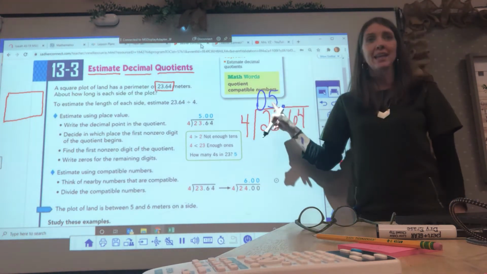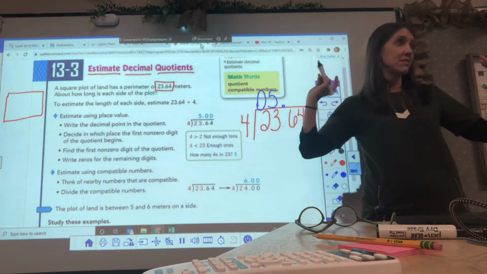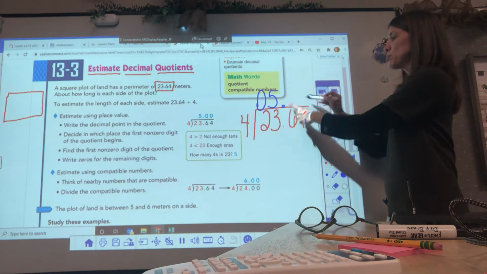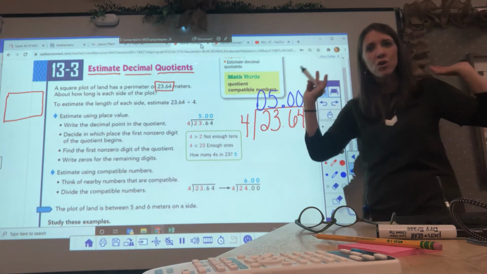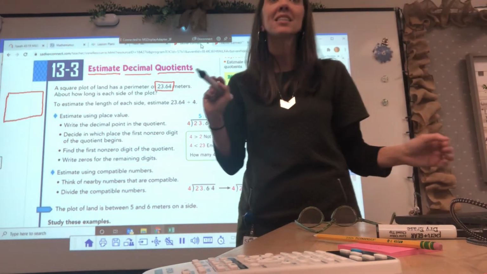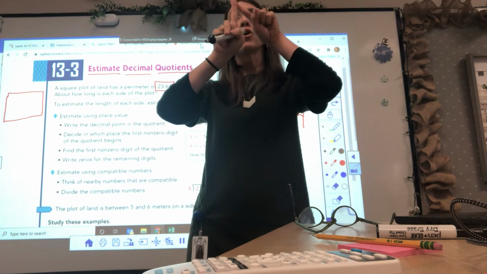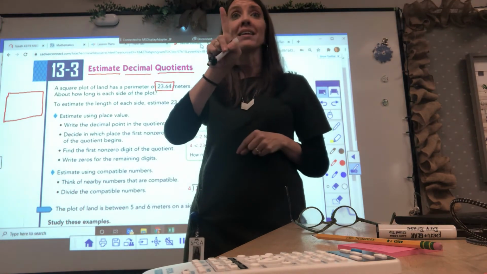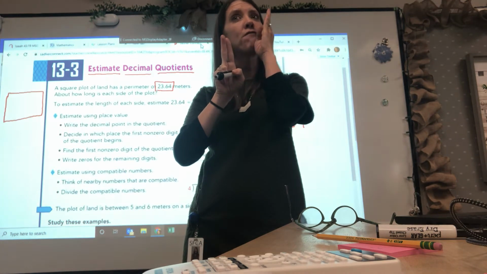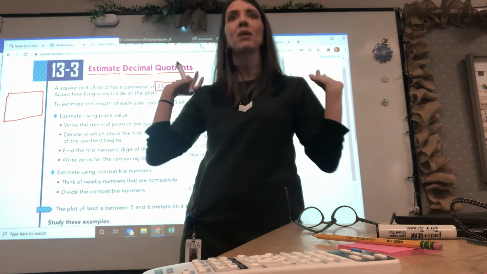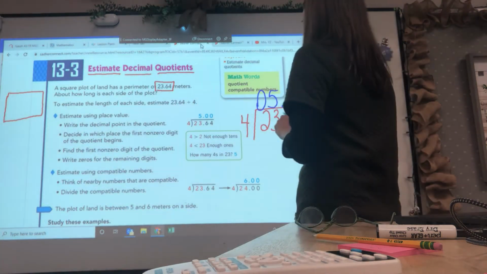Once you write down a non-zero digit, you're done. All you do is put zeros for the rest of the answer. Wow, that's easy. Woohoo, right? That just became one of the easiest lessons ever. First step, write the decimal point in. Second step, divide until you get to the first non-zero digit and then make the rest zeros.